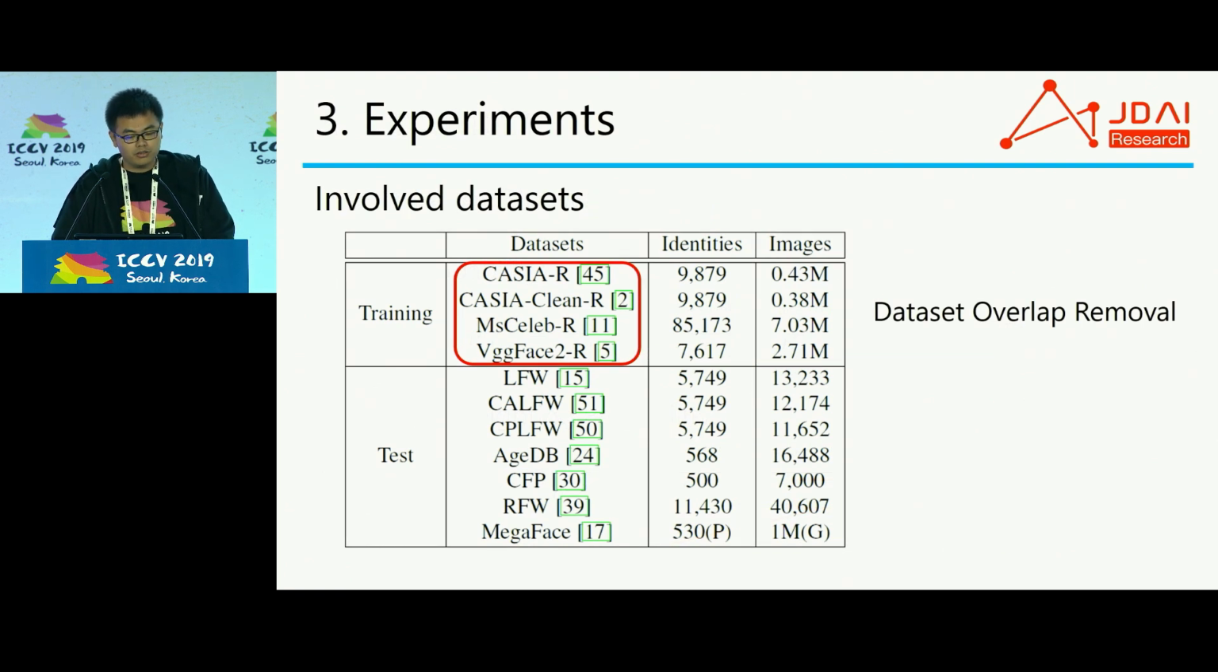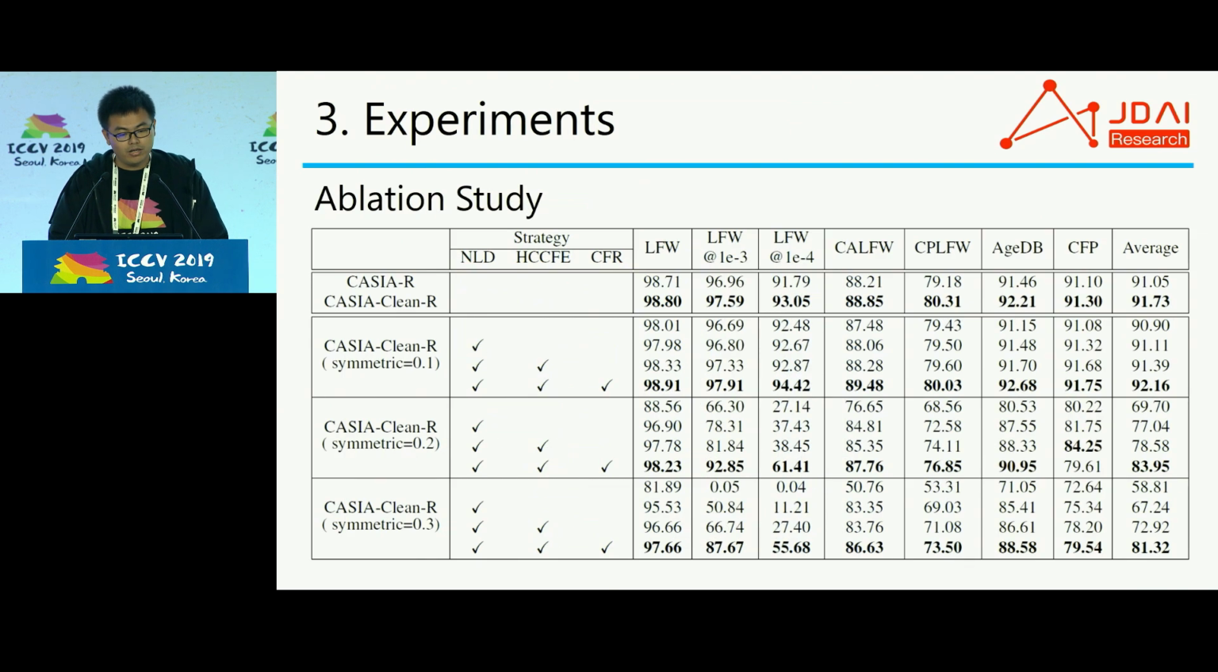In face recognition, it is very important to perform an open-set evaluation. That is, there should be no overlapping identities between training sets and test sets. To this end, we carefully remove the overlapping identities, and the refined training sets are denoted as shown in the red box. We then conduct ablation studies on the synthetic datasets with different noise rates.